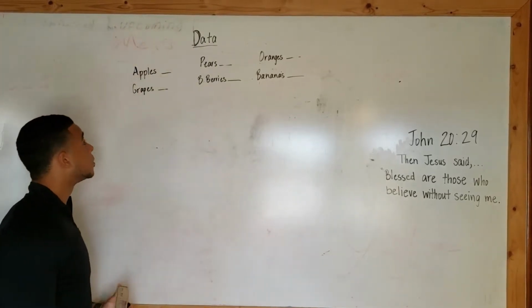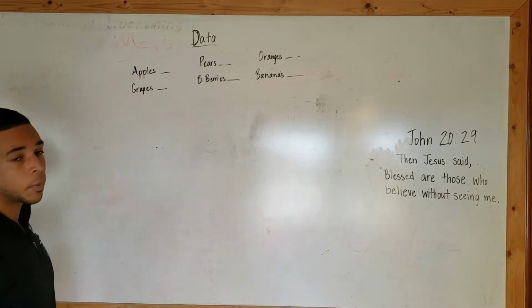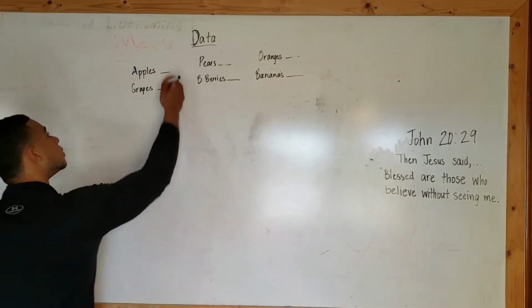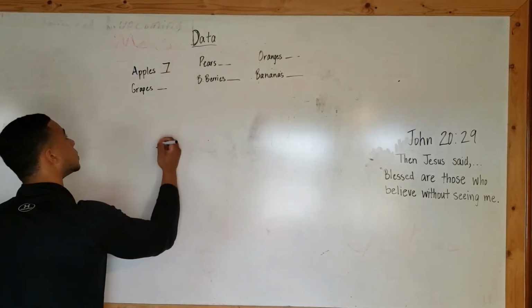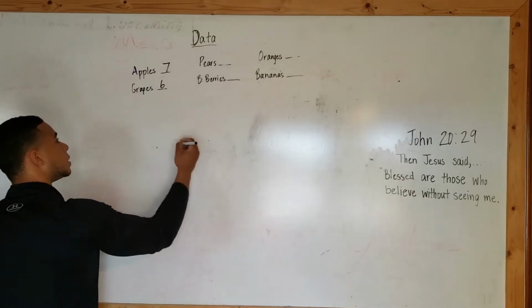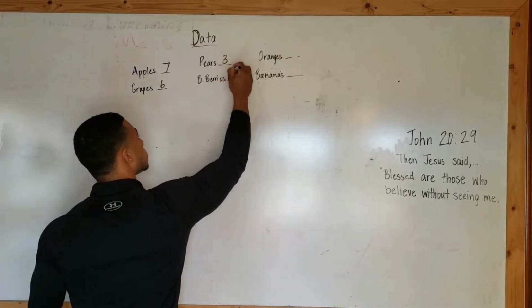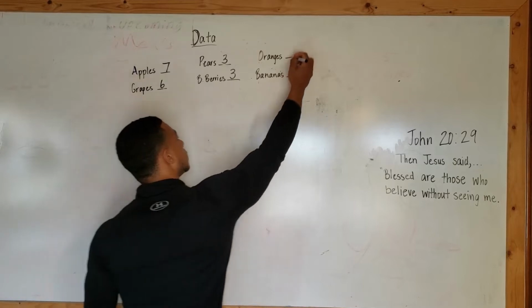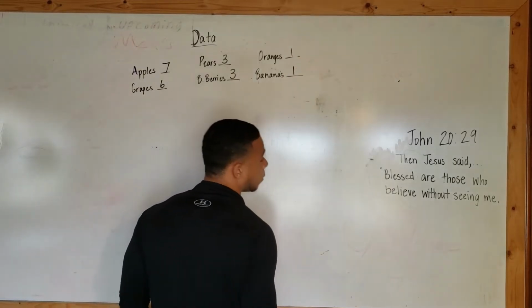Let's go ahead and post our data up. If we looked on our poll, number one with 7 votes was apples. And then we had grapes with 6. Pears and blueberries were tied with 3. And then oranges and bananas were both tied with 1.